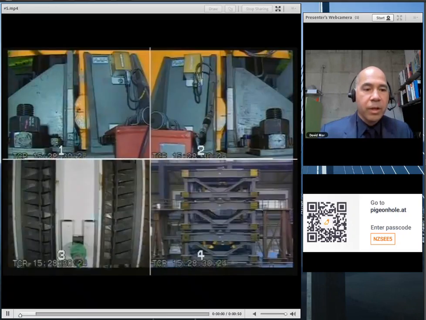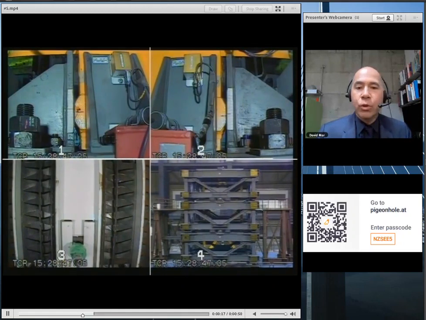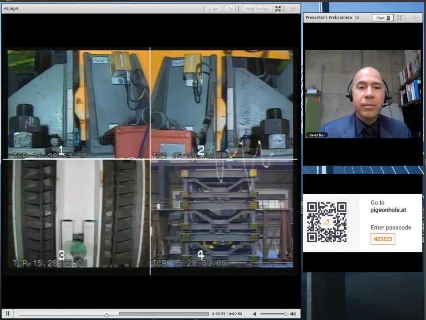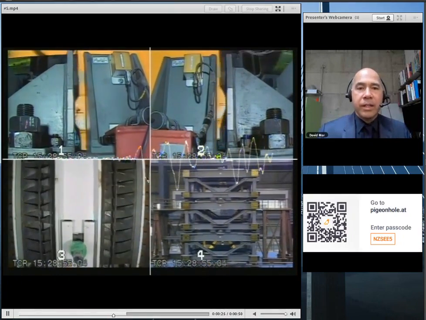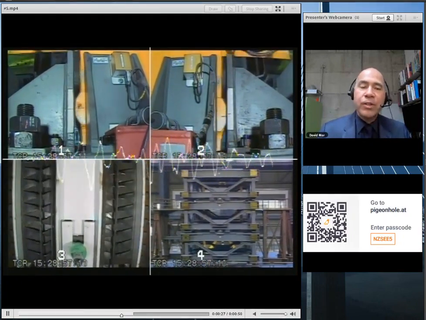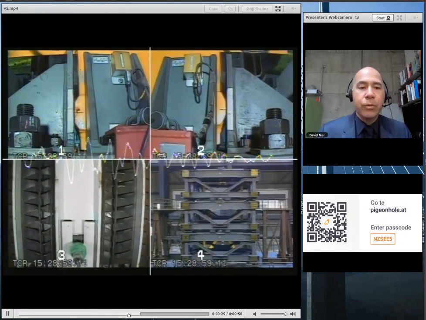Okay, here we go. What we have is cameras at the base of the building. The upper cameras are at the feet of the building, of the frame. Lower left is the energy dissipation device, and lower right is the overall test mechanism. And if you look in, you'll see the yellow frame inside there. The upper elements, you can see these are the feet lifting during rocking and recentering.